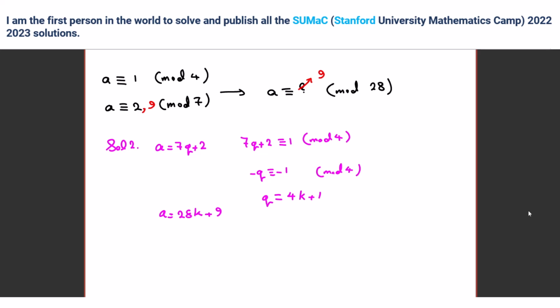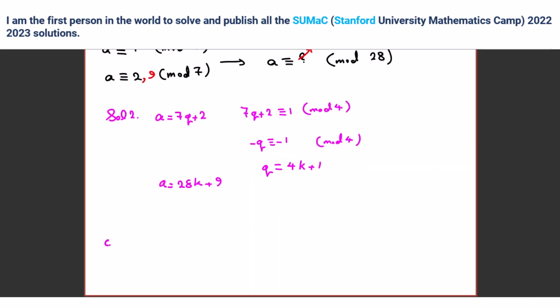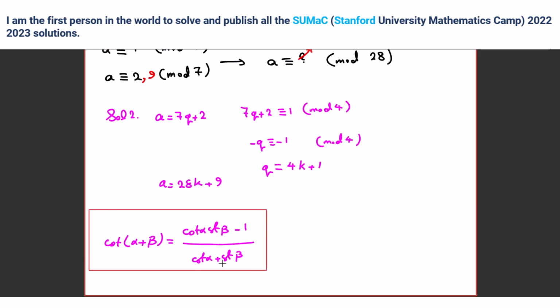Can you tell me cot alpha plus beta is what? Cot alpha plus beta is cot alpha cot beta minus 1 over cot alpha plus cot beta. Exactly. Okay, so let me draw this.